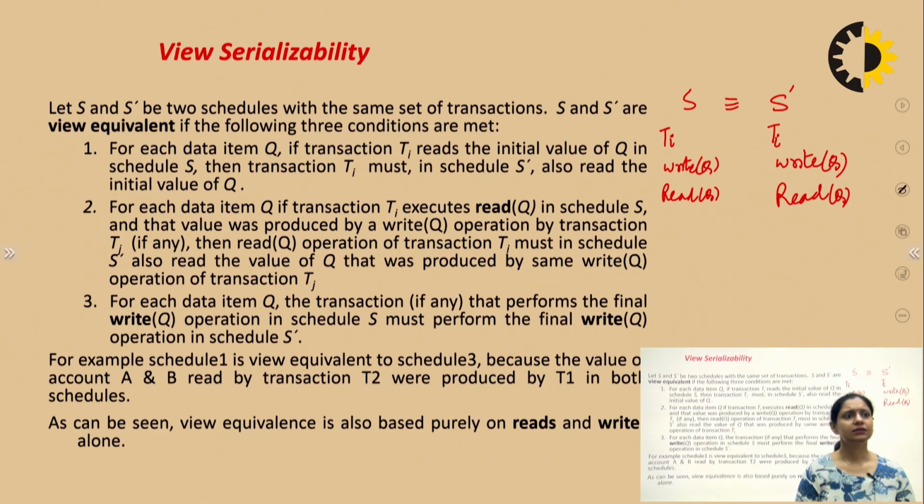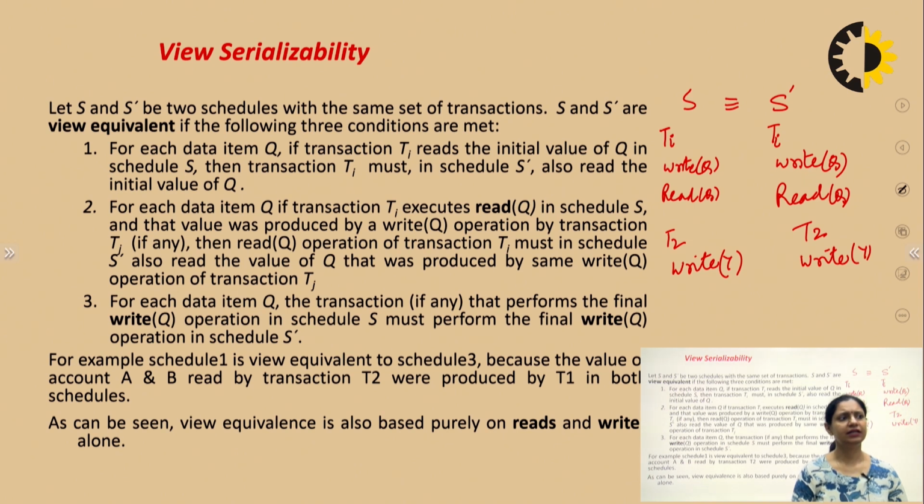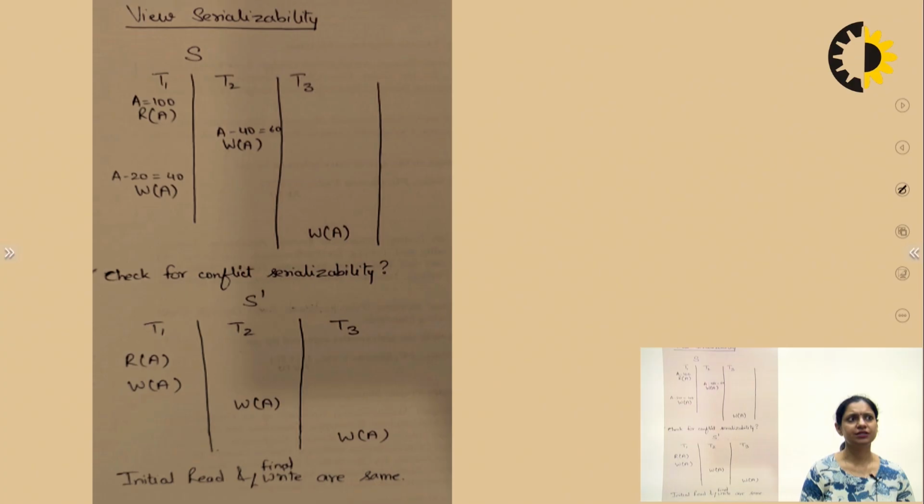The third says that for each data item Q, the transaction that performs the final write in S should also perform the final write in S dash. So here, if the final write is performed by transaction T2, like write Y, in S dash also it should be performed by T2 as write Y. If these three conditions are satisfied, then we say that the two schedules are view serializable schedules.